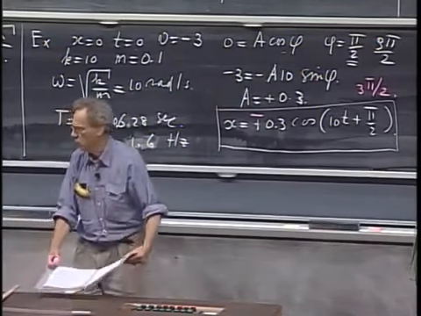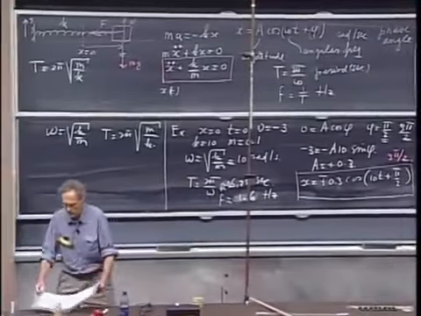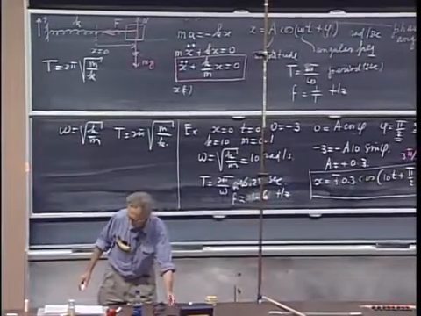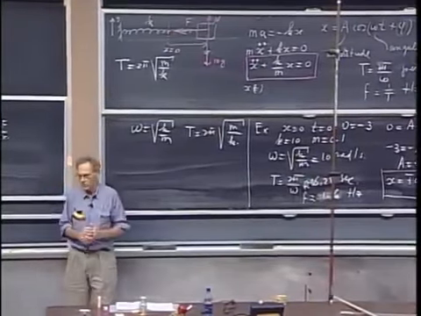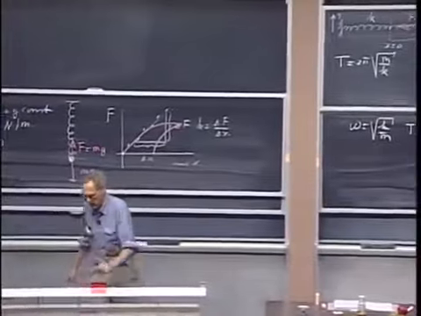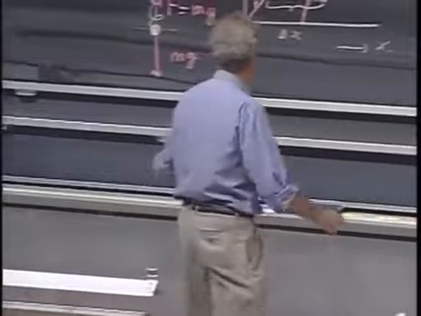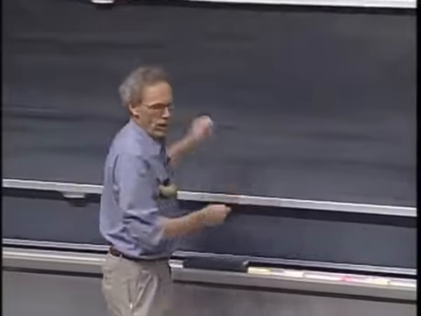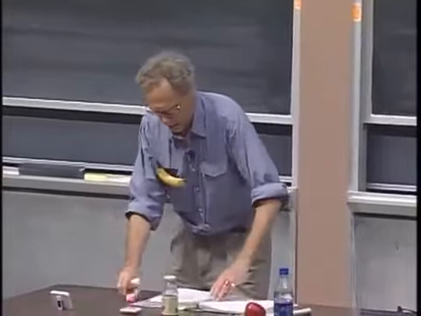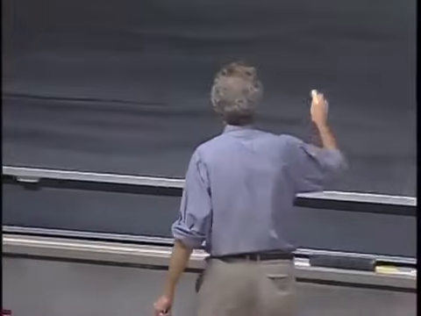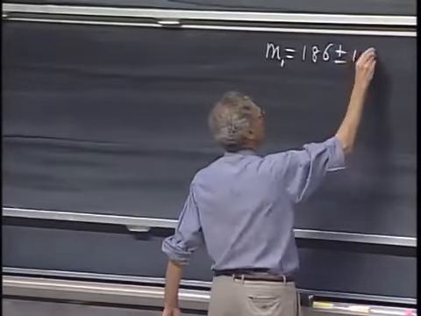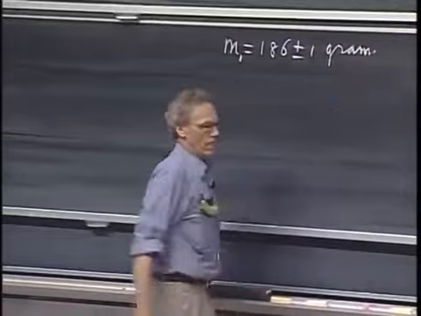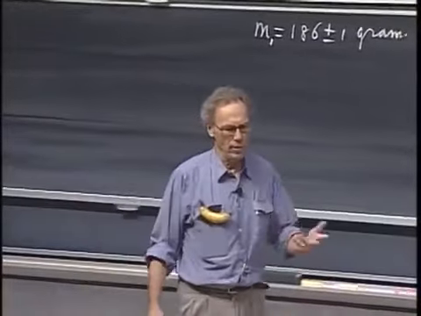I want to demonstrate to you that the period of oscillations, non-intuitive as that may be, is independent of the amplitude that I give the object. And I want to do that here with this air track. I have an object here. This object has a mass of 186 plus or minus 1 gram. Call it M1. I'm going to oscillate it, and we're going to measure the period.